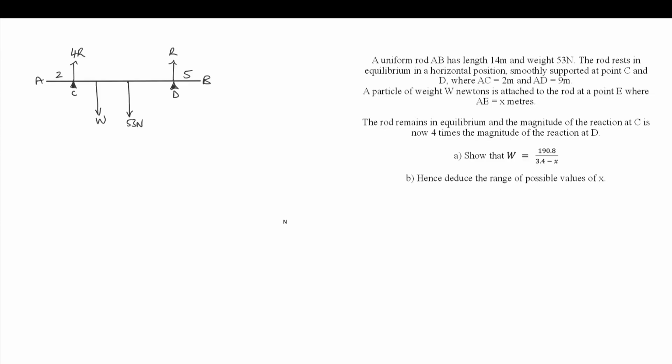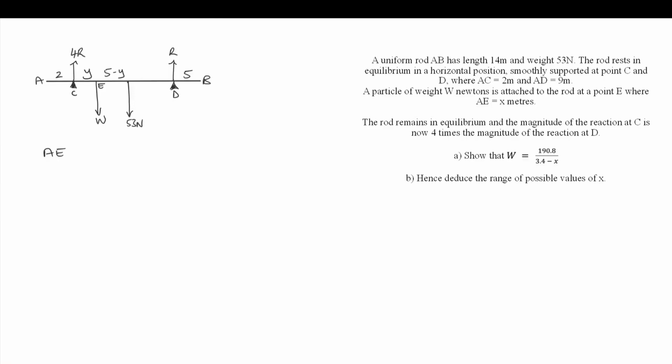I know that this is a uniform rod, so the distance from A to the center, from A to the weight 53 newtons, is going to be 7. So the space between C and the center is going to be 5. The unknown distance from C to W, I'm going to call that Y, which means this is 5 minus Y. Together they make 5, Y and 5 minus Y. Meaning from the center to point D is 2 meters. Now I've labeled this exactly how I want.